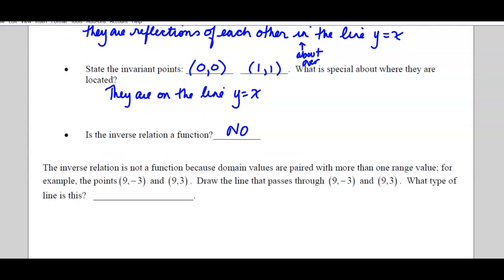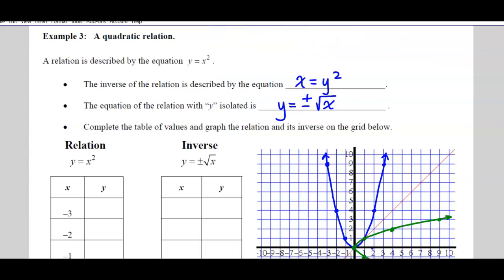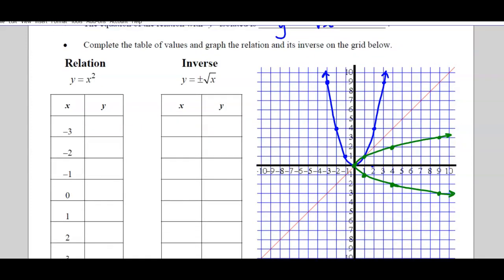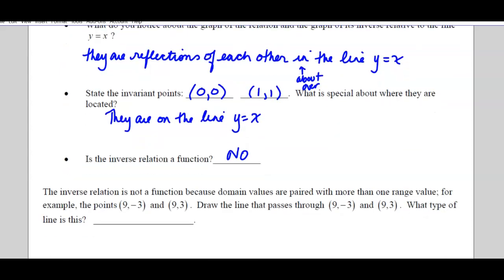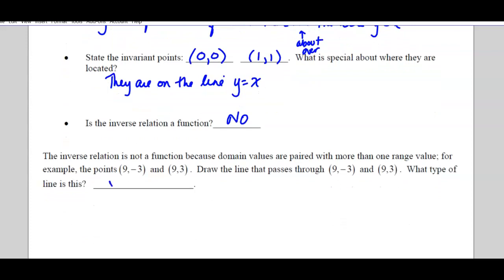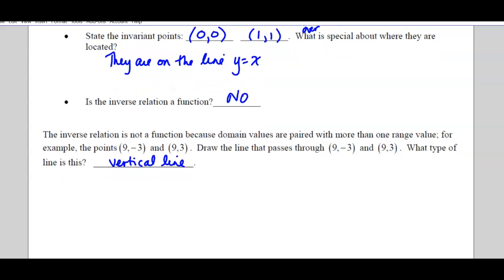So then it says the inverse relation is not a function because domain values are paired with more than one range value. For example, the points 9, -3 and 9, 3. Draw the line that passes through those two. What type of line is it? Here, these two points, if I draw a line, that's a vertical line, right? So we know it touches twice, it's not a function. When we go backwards from that vertical line, the original would be a horizontal line.